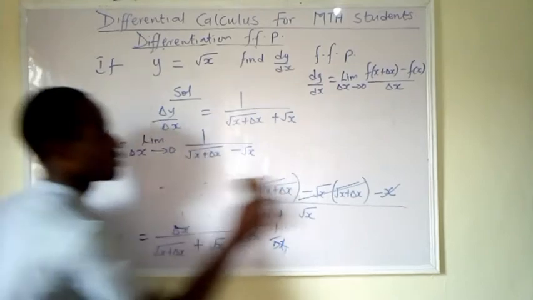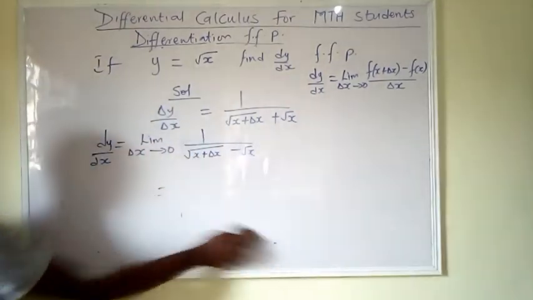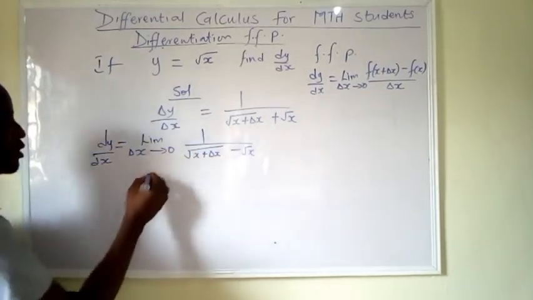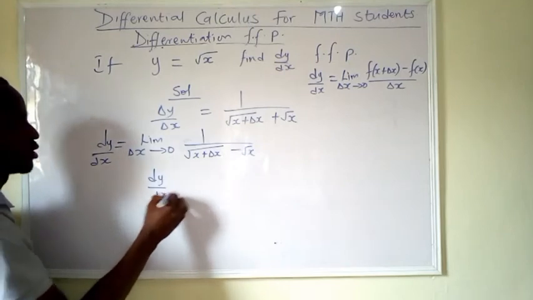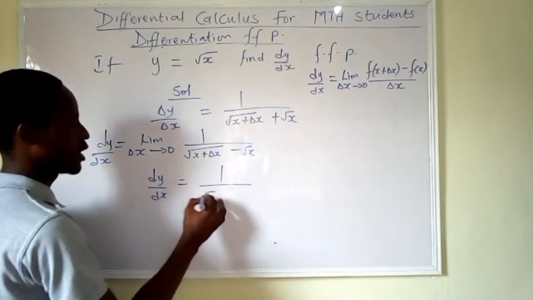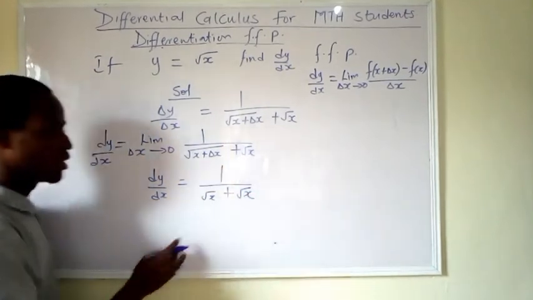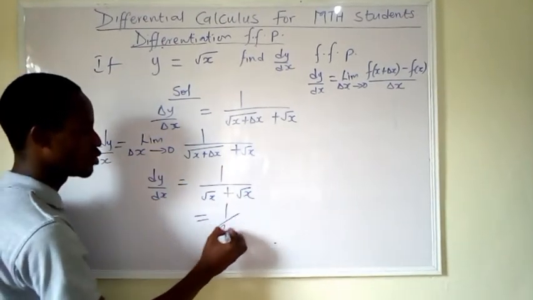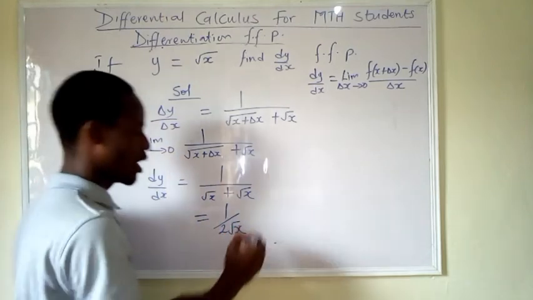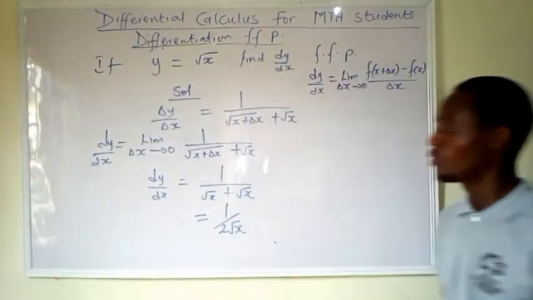So that implies I would have dy/dx to be 1 all over root x plus root x. And that gives me 1 over 2 root x. And that will be the derivative of that function.